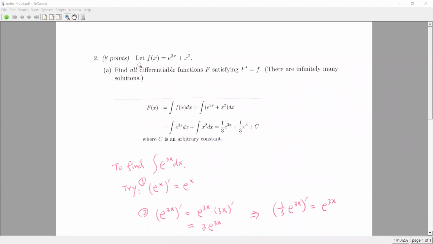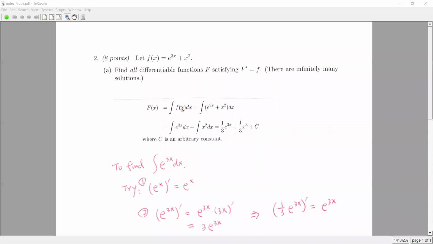Problem 2. Let function f be this function. Part A. Find all differentiable functions, capital F, satisfying that the derivative of capital F is f. There are infinitely many solutions. Part A asks for the most general antiderivative of this function. That is, it asks for the indefinite integral of this function.